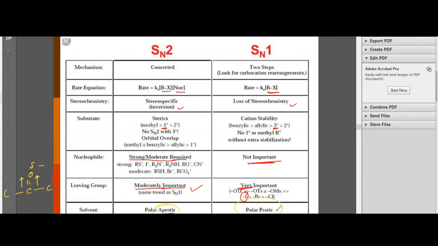Why should it be polar protic? Because the polar protic solvent needs to stabilize the carbocation that is formed during the SN1 mechanism. While in SN2, there is no carbocation formed, so no need to stabilize with polar protic solvent. So polar aprotic is good for SN2.